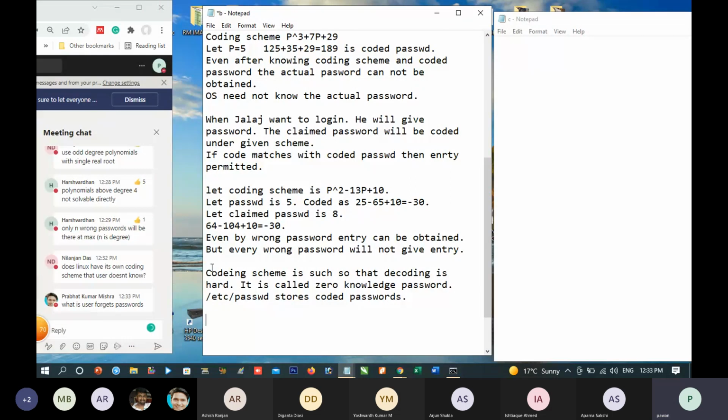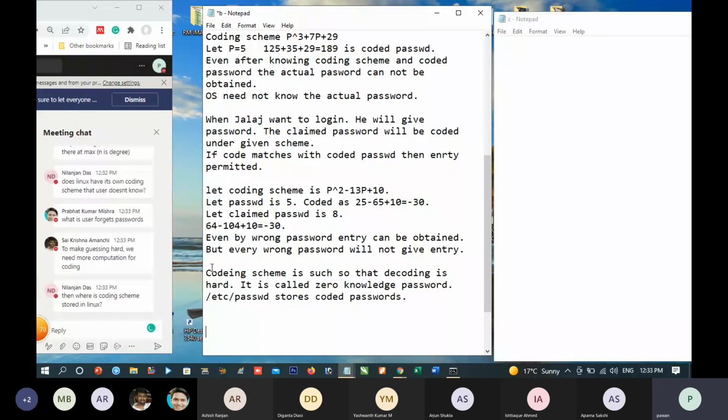Yes, the problem is this. What happens? The coding scheme is stored in some file, and the coding scheme is known to every person. Is it correct? Any person can see this file. The coded password any person can also see. But by giving the coded password, you don't get entry. You have to give the actual password. So reversion of that is not possible. Is it correct?